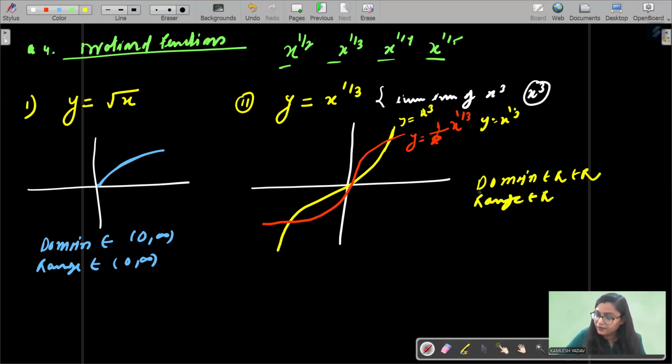To summarize today's class, we covered the topic of function, especially the graphical representation of functions, then domain and range, and we discussed the classification of algebraic functions. We took examples of algebraic functions: monomial function, polynomial function, rational function, and irrational function, and discussed their domain and range.